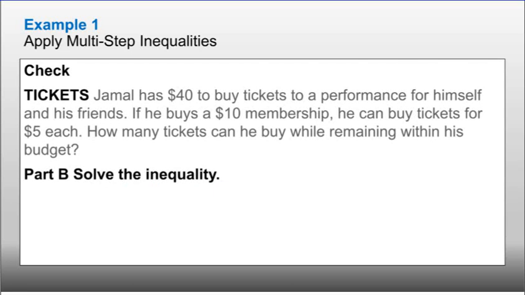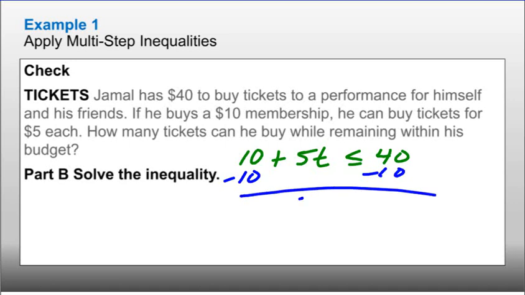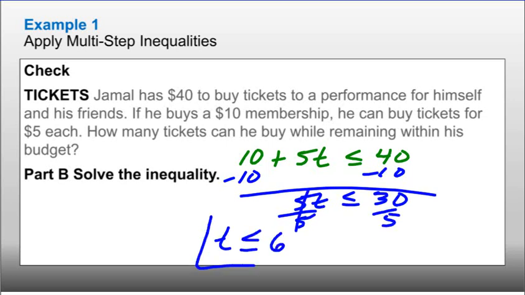Second part is solve that. So we have 10 plus 5t is less than or equal to 40. Get the 5t by itself by subtracting 10 on both sides, and I get 5t is less than or equal to 30. Divide by 5. The number of tickets has to be less than or equal to 6.